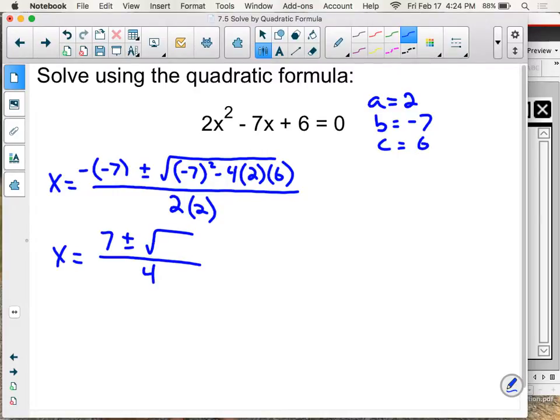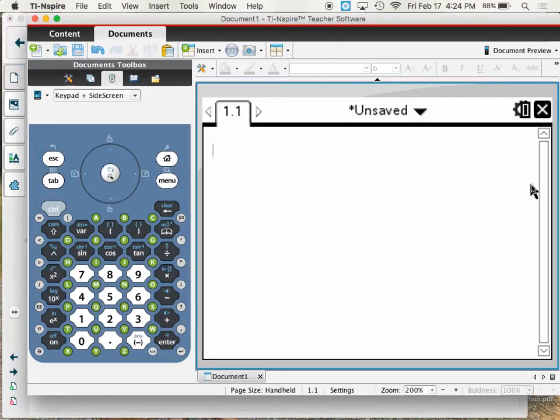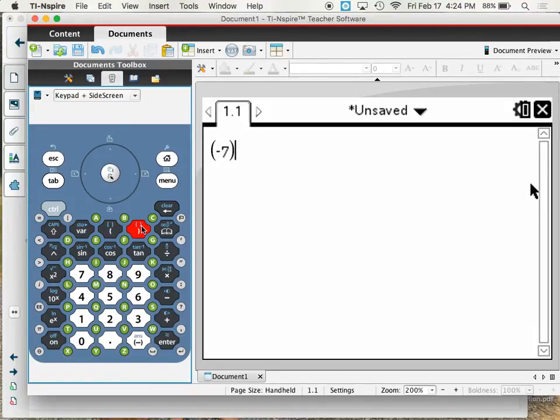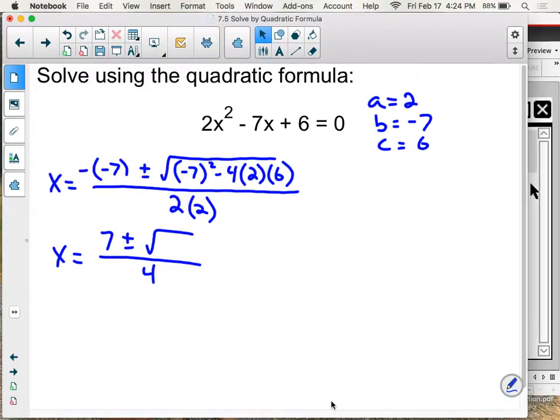And here's one thing that I found to be helpful: if I go to my calculator now and I type in what's underneath my radical sign, parentheses, negative 7 squared, subtract 4 times 2 times 6, and I press enter, that's what my value is underneath my radical sign. Turned out to be 1. So what I get here is 7 plus or minus the square root of 1 over 4.